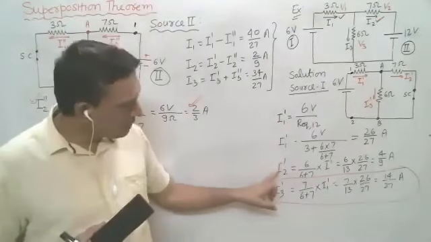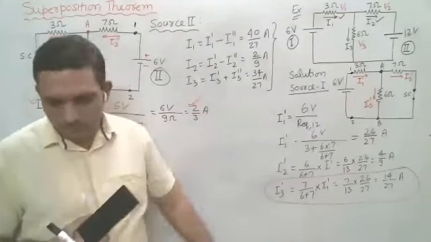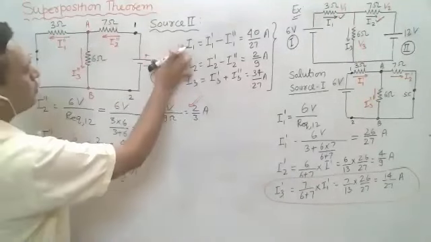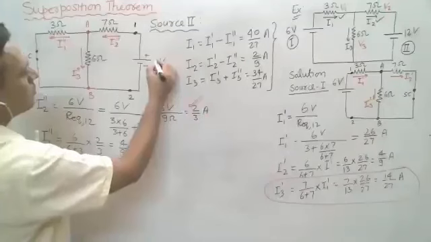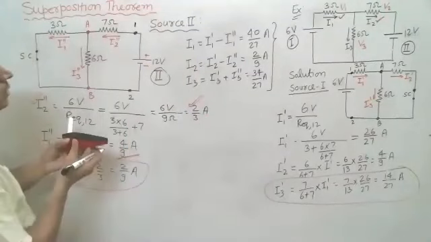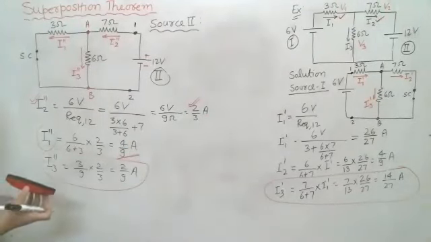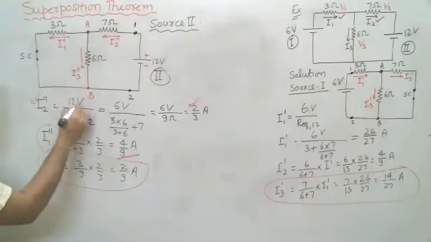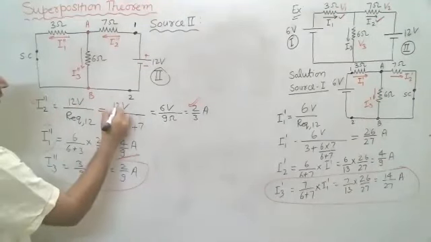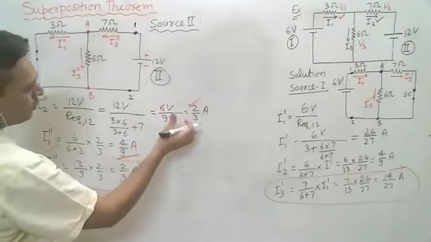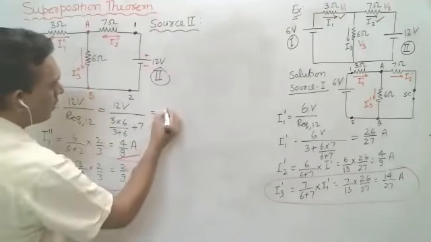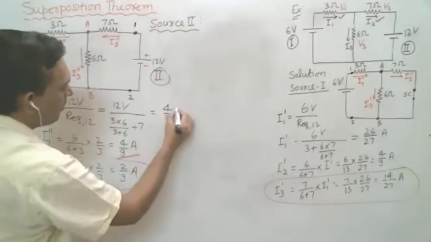Check I1 dash, I2 dash and I3 dash. And similarly, for source 2, this will be 12 volt. So this will be 12 volt by R equivalent. So 12 volt will give you, I think final answer will be 4 by 3. This will be 4 by 3 ampere.